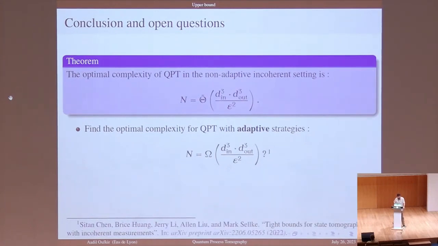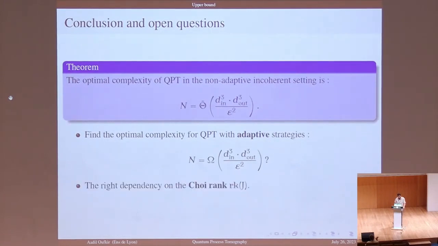I think that the method of Chen and others can be generalized, but I'm not sure. And I conjecture that adaptivity here does not help. So for this, we need to prove this much in lower bound. The second open question is to exhibit the right dependency on the Choi rank in the optimal complexity, so that learning quantum channels of low Choi rank needs a lower sample complexity.